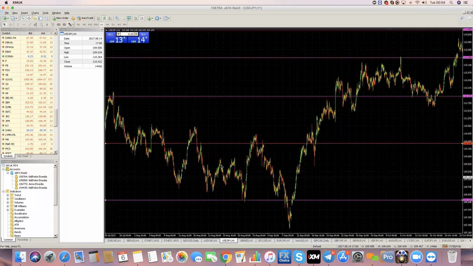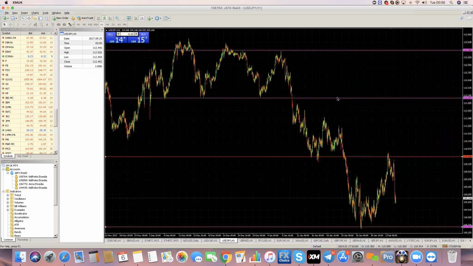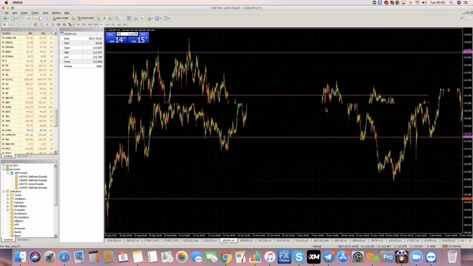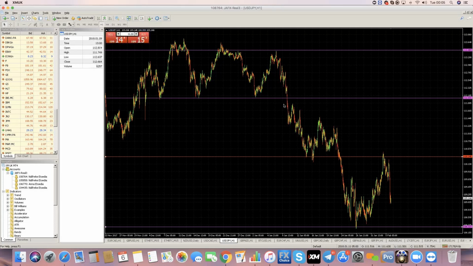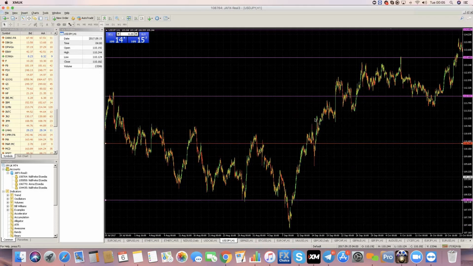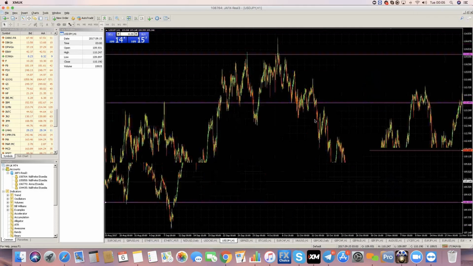The same thing happens to this one as well. It came back, it tested it, jumped up from there. This area as well, it's relevant to price. So once you've identified it on the higher time frame, you will notice that it will be relevant on the lower time frame as you go down. Now that's one way I use to identify support and resistance.